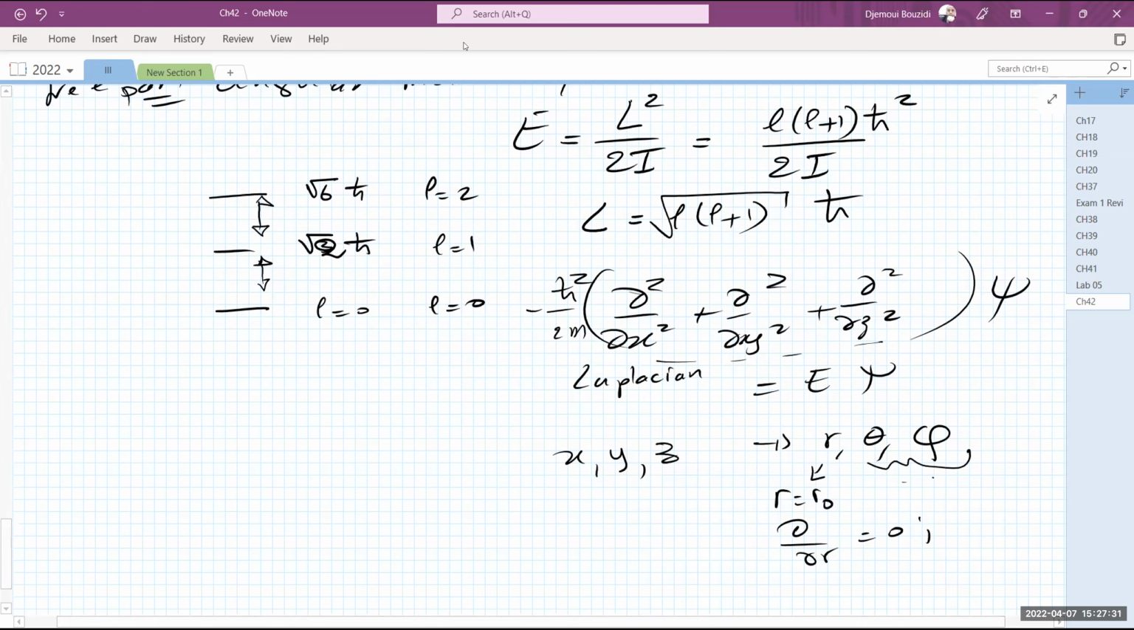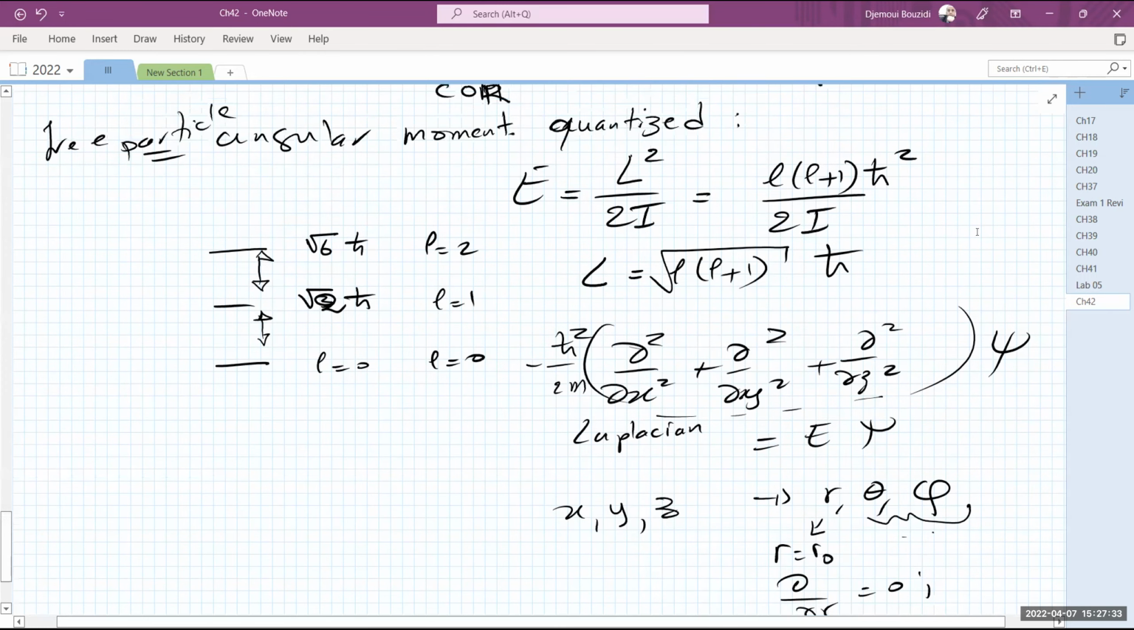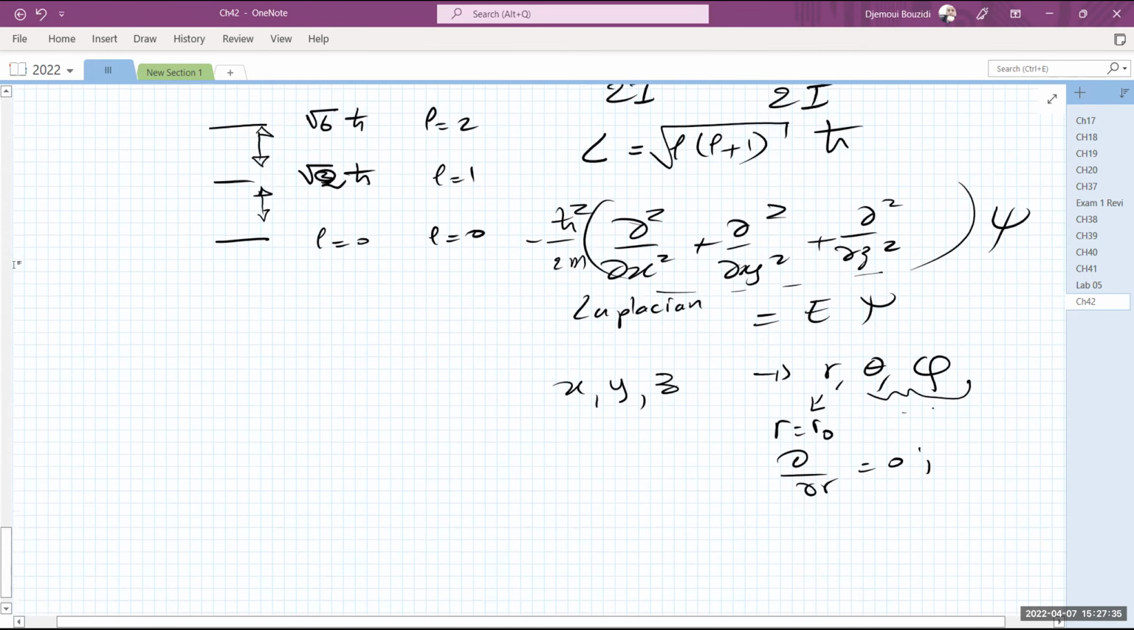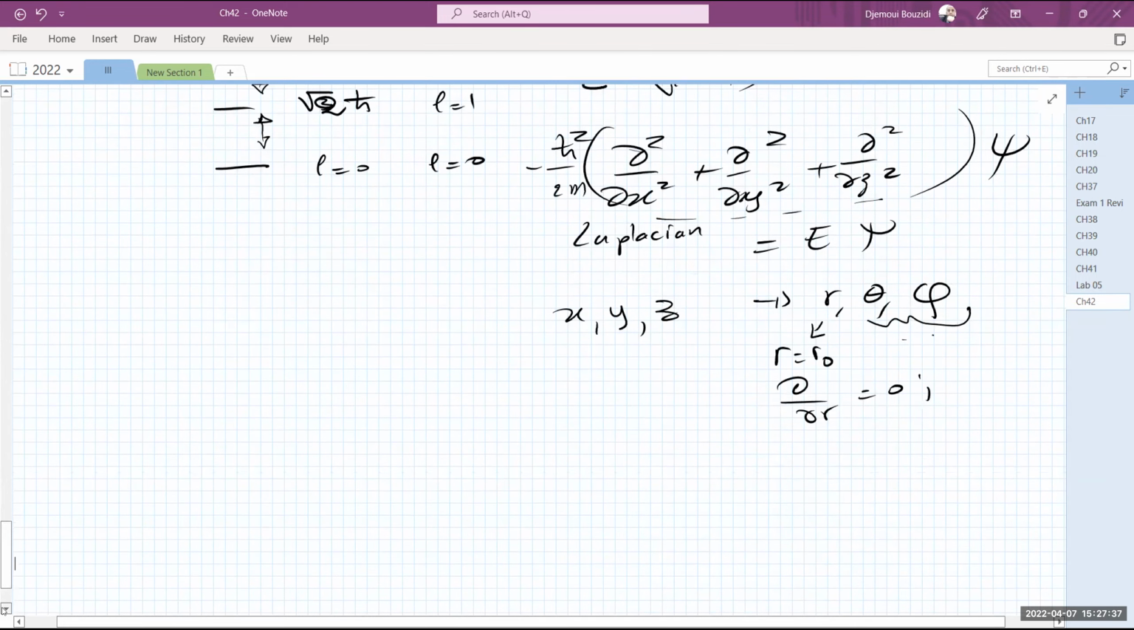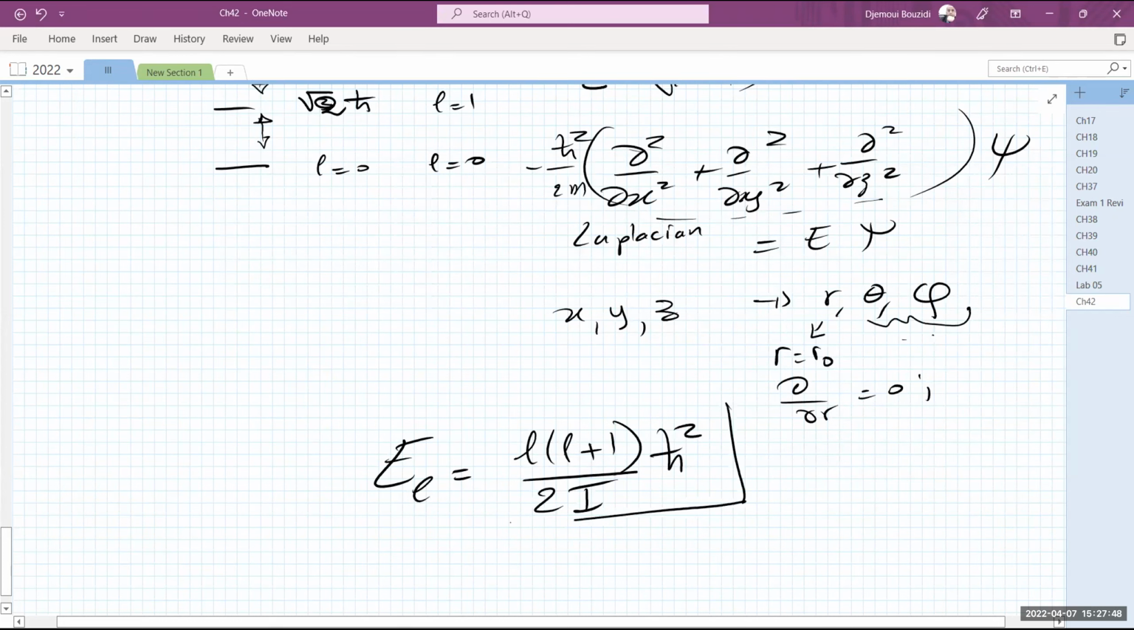Okay, so the energy level now is quantized. Makes sense, this value and how we got it? So the energy in this case, let me write it down, depends on this index L, and it's equal to L times L plus 1 divided by 2I times h bar squared. So that's the bottom line of this whole argument.